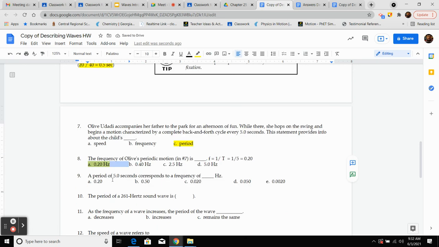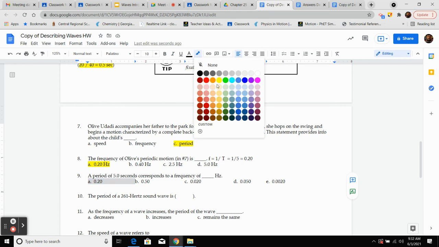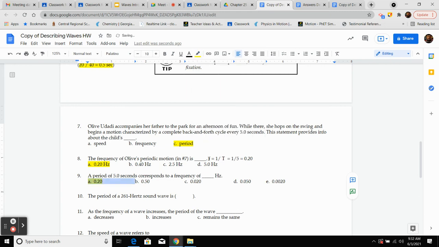The period of a 5-second thing corresponds to a frequency of what? Well, we just did that, so this one would also be letter A. It would be done the same way. 1 divided by the period would equal a frequency, so 1 divided by 5, we still get this 0.20.